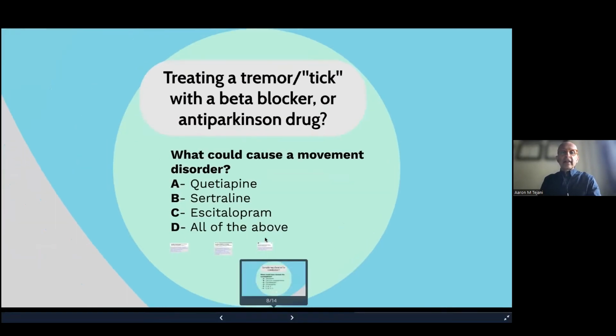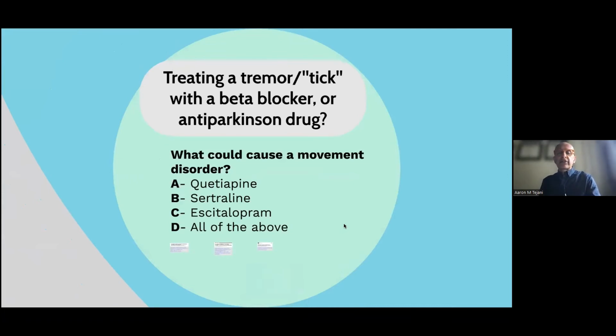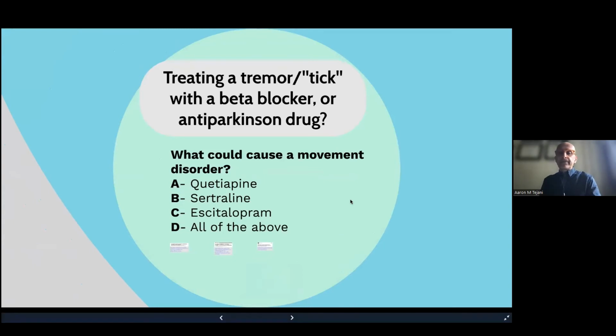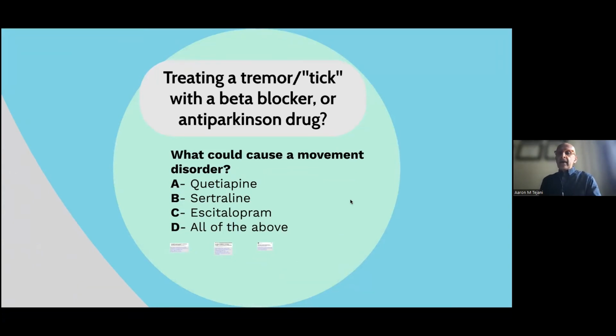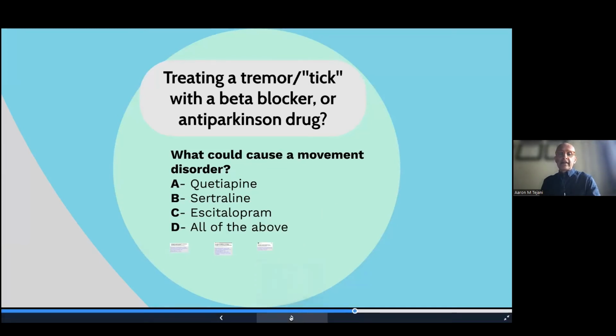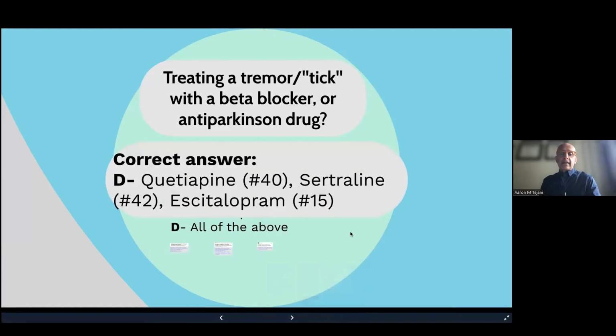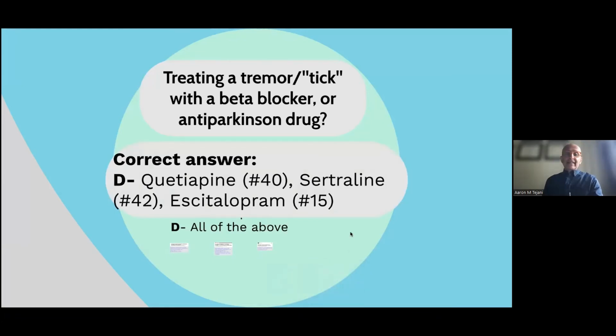And moving on to the next one, treating movement disorders with a beta blocker or anti-Parkinson drug. What could cause a movement disorder? So we have quetiapine, sertraline, escitalopram, or all of the above. Someone saying just A, another A, another A. So I think it's D.